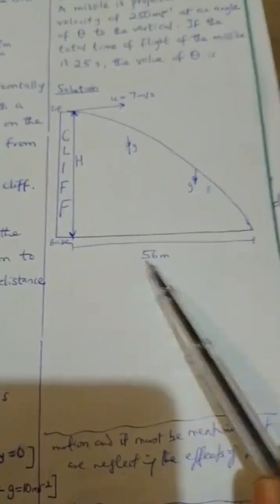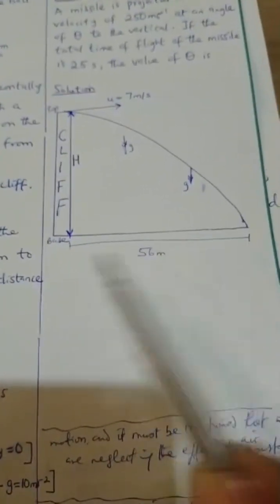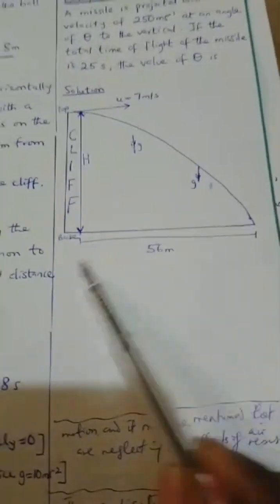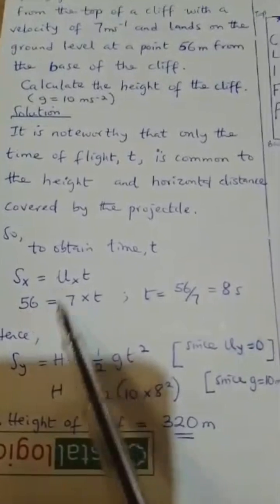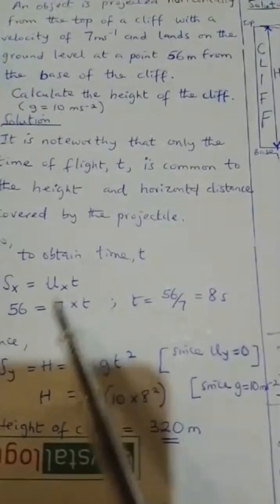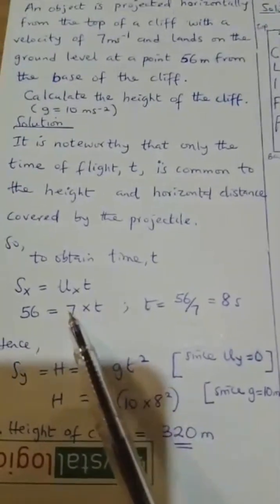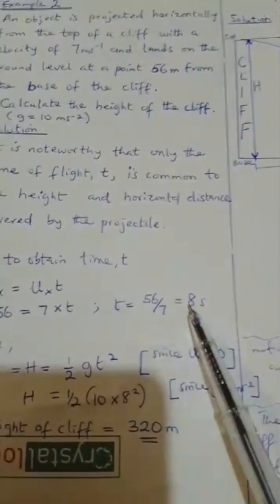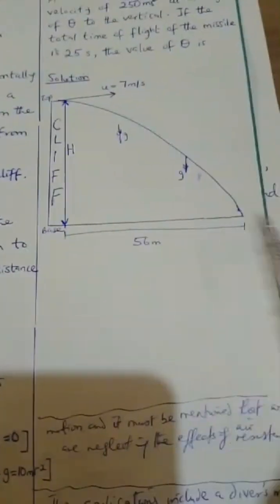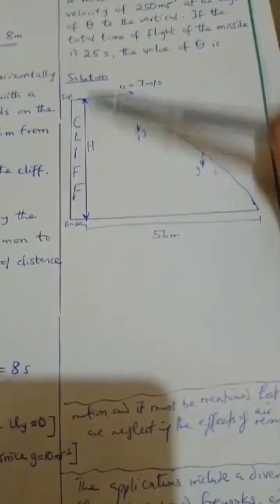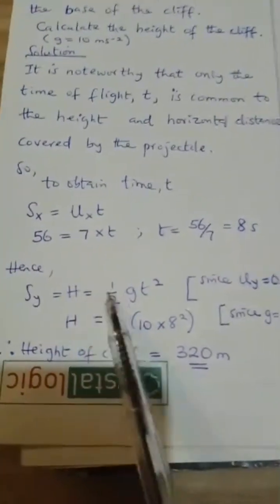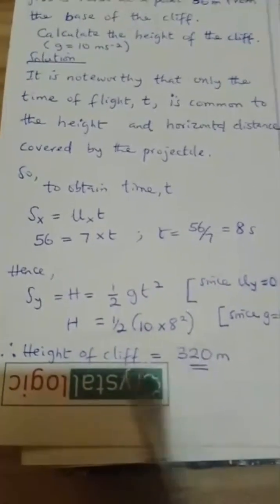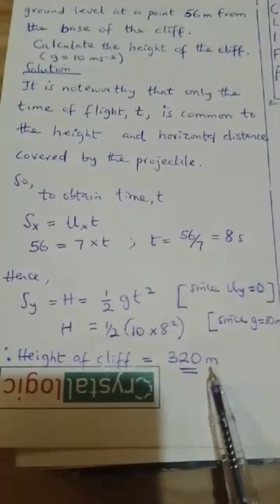So we can apply that time to either of the values given. In this case, we are given the horizontal distance. So we have horizontal distance equals 7 times t, because it's the initial horizontal velocity times time. So our time is 8 seconds. It takes 8 seconds to move horizontally, so we can apply it to the vertical height. Remember, it's free fall, because there's no initial vertical velocity. So uy is 0, and we only have half g t squared. Slot that in and you have 320 meters.